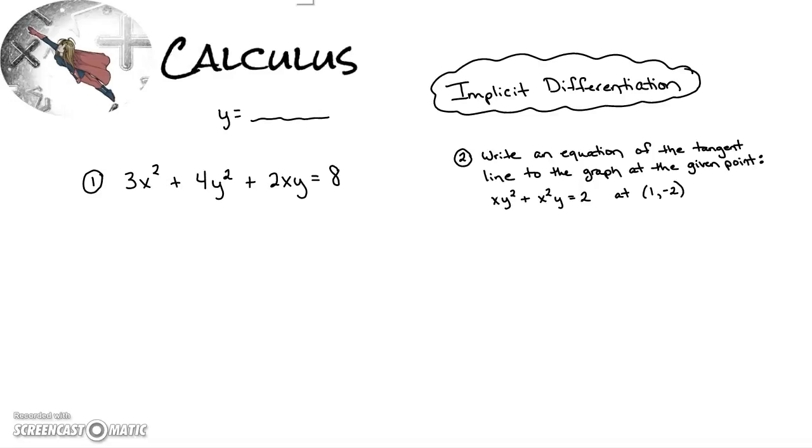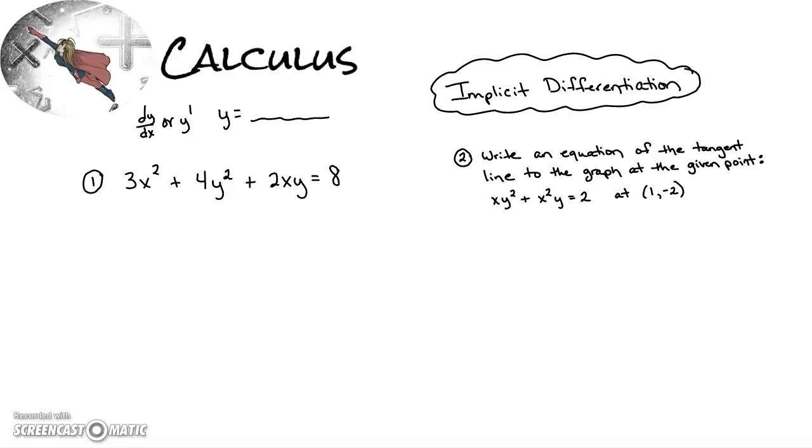And the main thing to remember is that every time you get to a y and you're taking the derivative of that y, right next to that you write dy dx. Or we could even just write y prime. Those two things mean the same thing. So dy dx or y prime. I think I'll write y prime just because it's a little shorter to write.